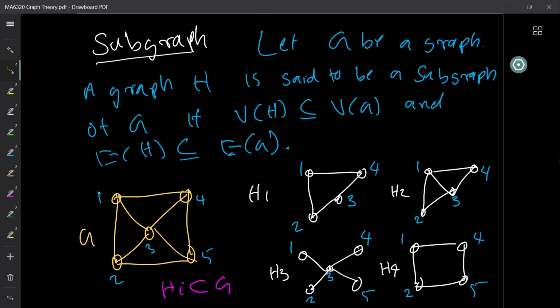Now, a subgraph of a graph is basically a graph whose vertex set is a subset of the vertex set of G, and the edge set is also a subset of the edge set of G. Okay, so a subgraph is basically a graph where the vertex set is a subset of G and the edge set is a subset of G.